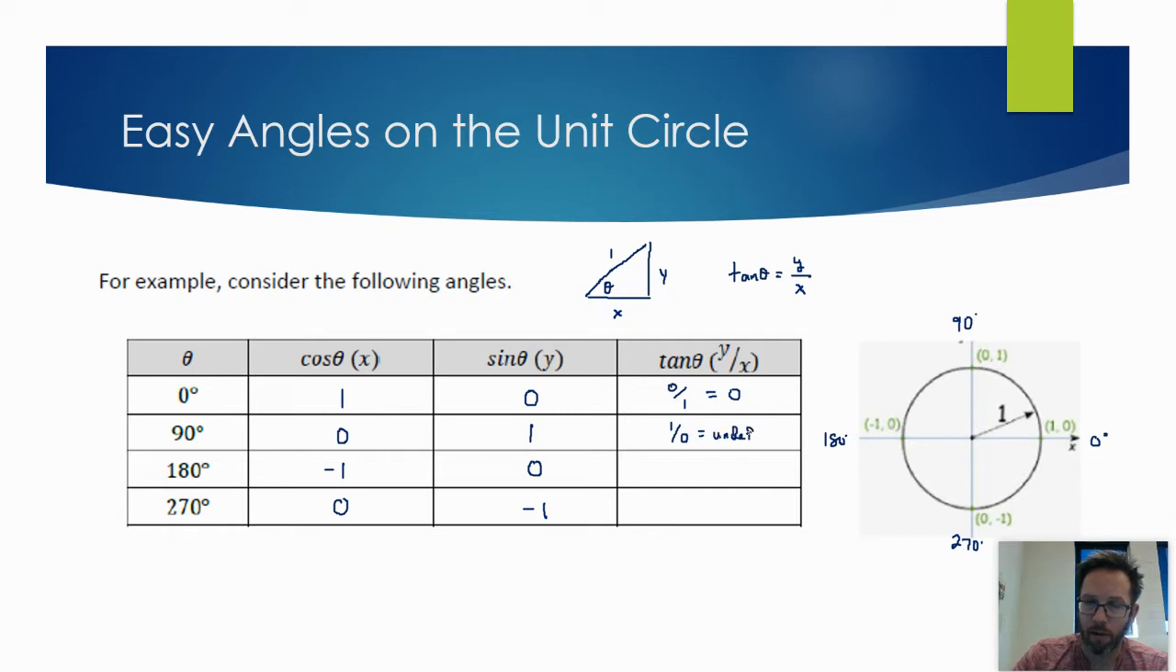Again, these are all things you guys investigated in grade 11. For 180, the tan of 180, 0 over -1, is 0, and 270 is undefined as well.